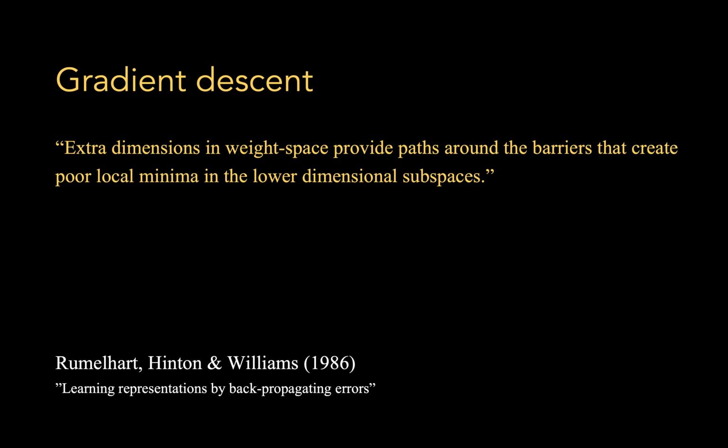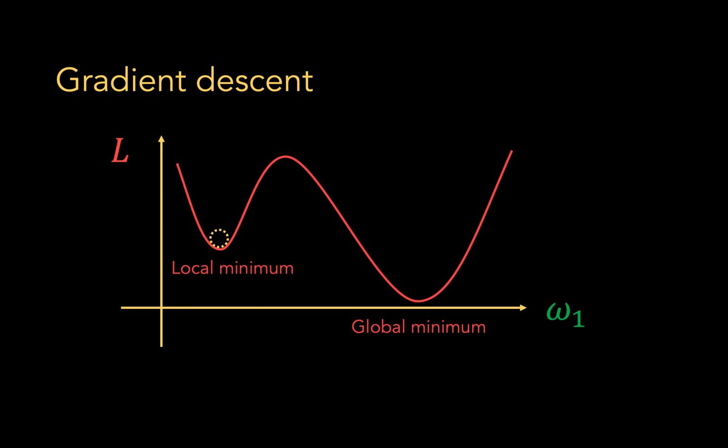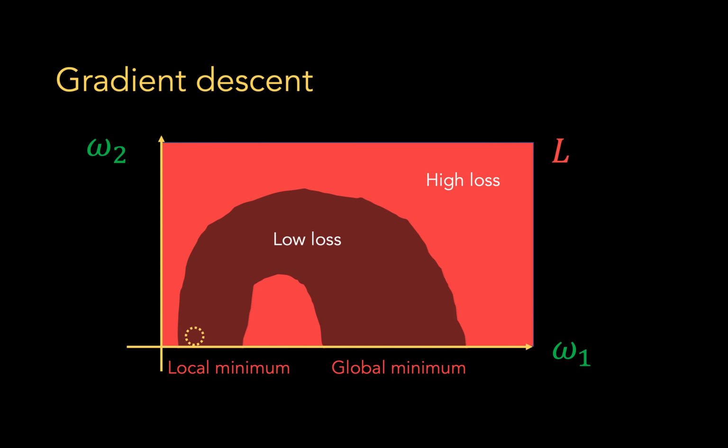The authors of the original paper in fact pointed out that high-dimensional weight spaces tend to provide opportunities to overcome barriers that would otherwise hobble training in lower-dimensional spaces. To take an example, imagine that instead of just omega 1, we now have a second weight called omega 2. Now, it might be that in this two-dimensional rather than one-dimensional weight space, some sort of path exists that would allow the model to travel to the global minimum without having to traverse a barrier.